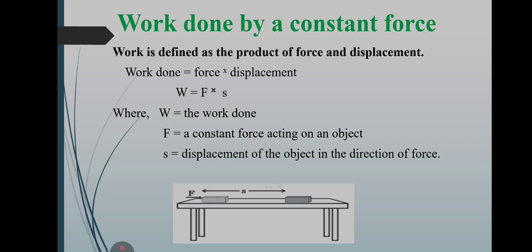And if you see this diagram, one table is there. On one side of the table a brick is placed. When you apply force on the brick, the brick is displaced from its original position to this side, and this much distance displacement is taken by the object. When you apply the force, the object is displaced. Here we conclude that work is done in this case.